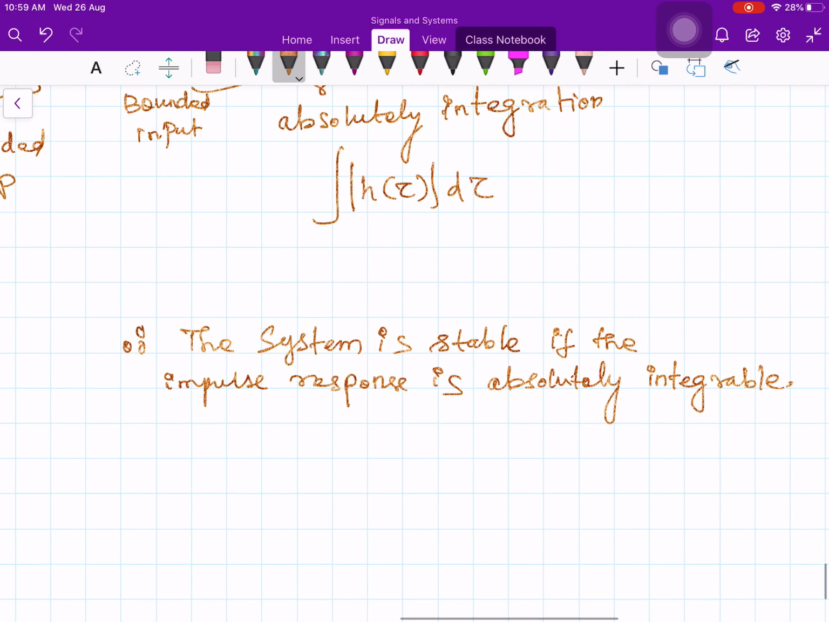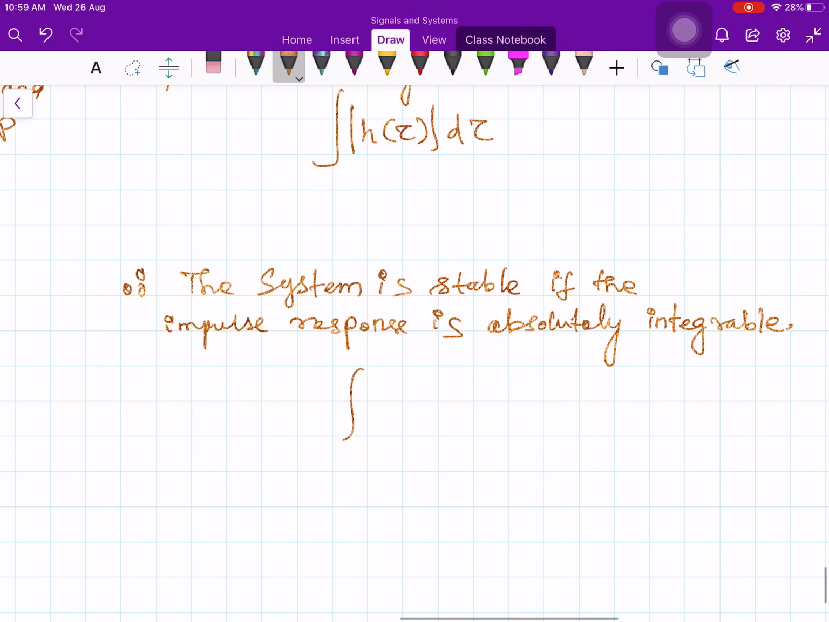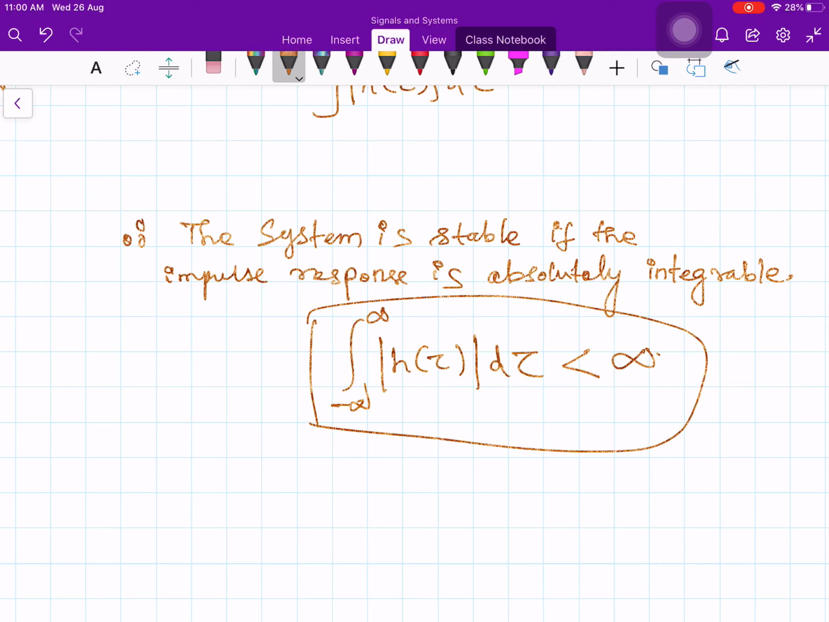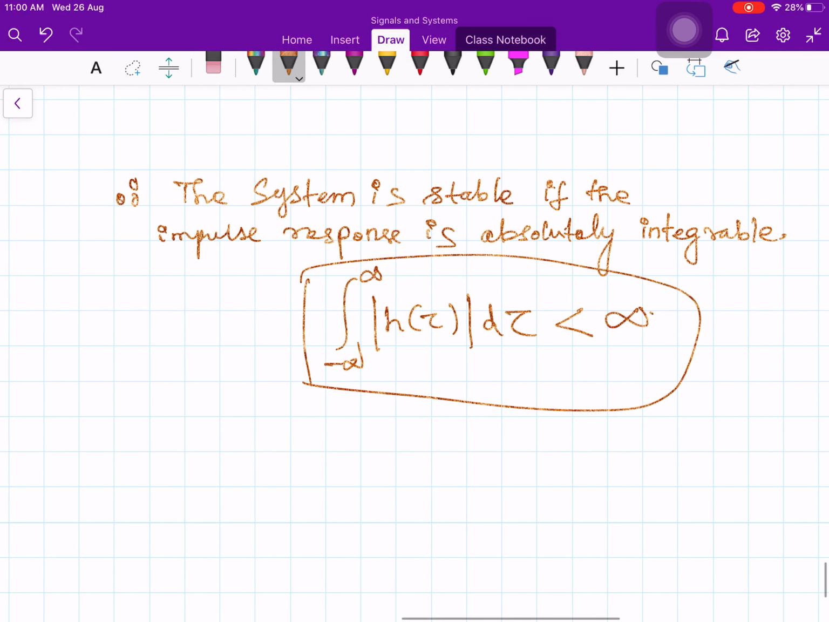Therefore, the integral from minus infinity to plus infinity of the magnitude of h of tau d tau should be less than infinity. Okay, so there are bounded inputs that produce unbounded outputs. Therefore, the stability of a continuous time LTI system is equivalent to this condition. So, this condition is needed as the test for stability.